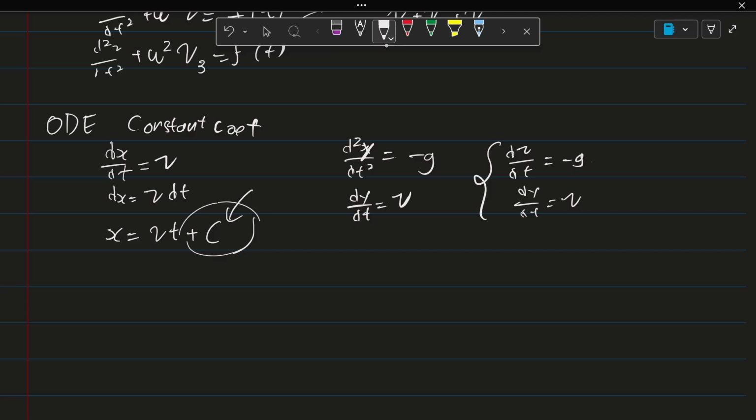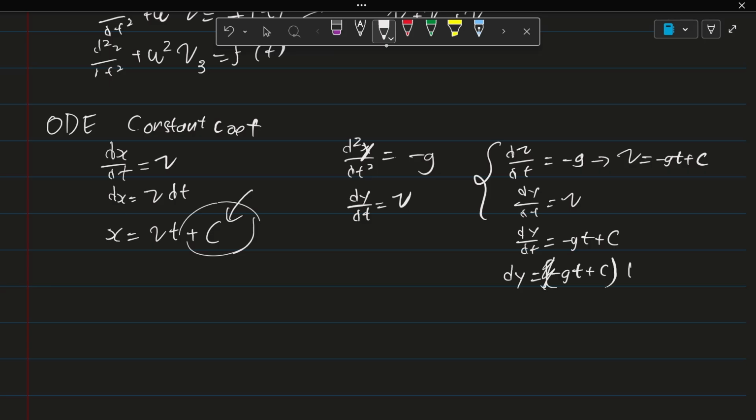So from the top side here, we could get v to be gt plus c, in which c is an integration constant. And so after that, you could do dy over dt equals negative gt plus c. Now this is also a differential equation. Using the separation of variables, you would multiply both sides by dt. So dy equals negative gt plus c, integrate everything.